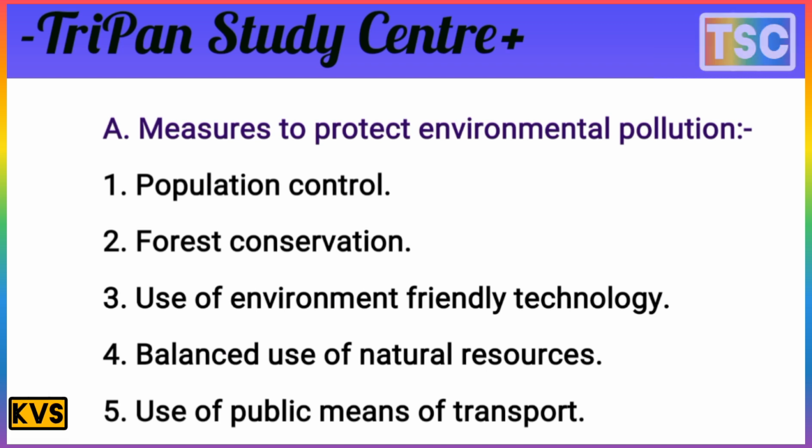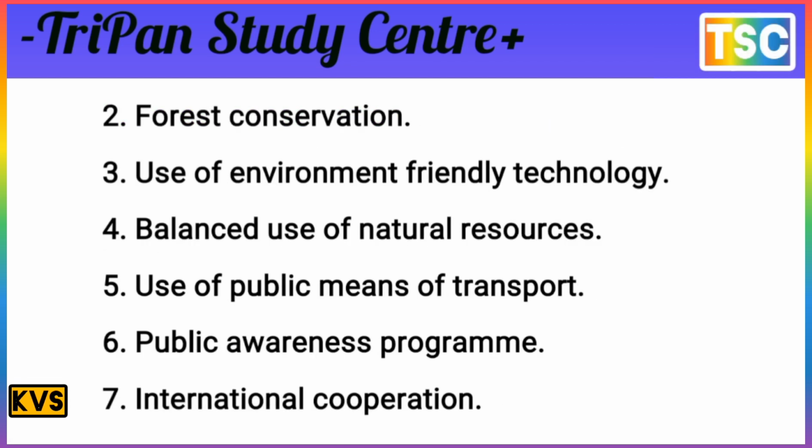Fourth, balanced use of natural resources. Next, use of public means of transport. That's important for protecting against environmental pollution. The next, public awareness programs, a major factor in protecting the environment. And the next, international cooperation is important. These are the seven most important points for environment protection.